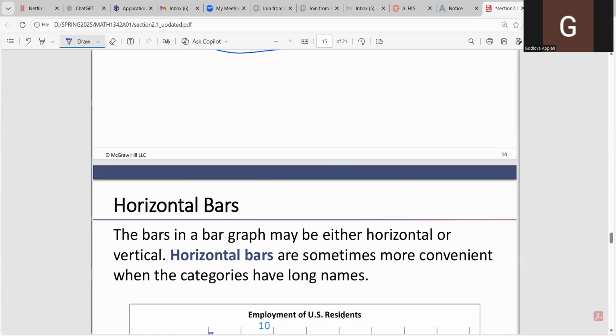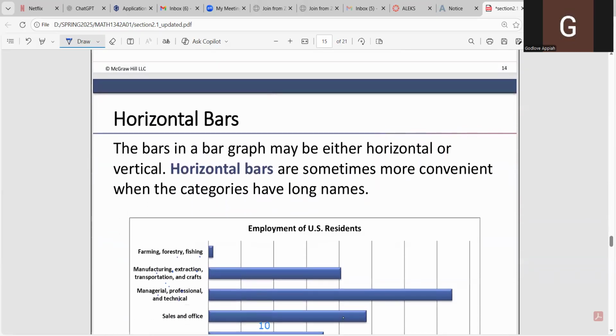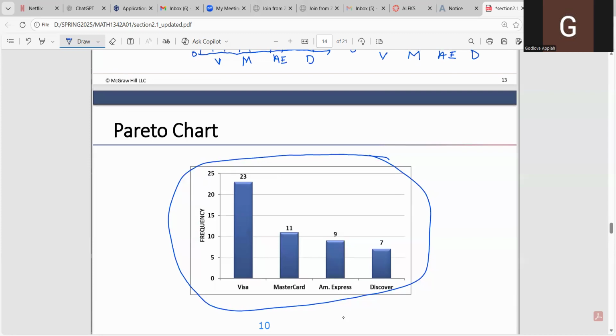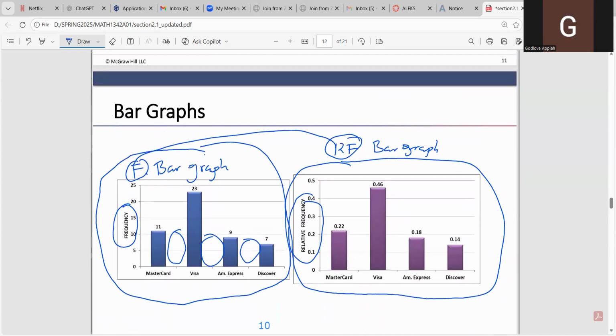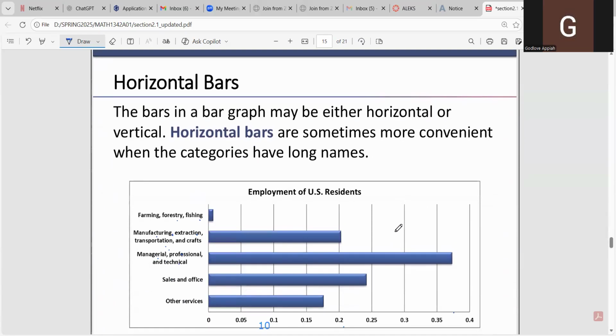Now let's talk about horizontal bar graphs. A bar graph can be presented in a vertical manner or a horizontal manner. So we have vertical bar graphs and horizontal bar graphs. The ones we have up here are vertical bar graphs. Now we will see what a horizontal bar graph is all about.